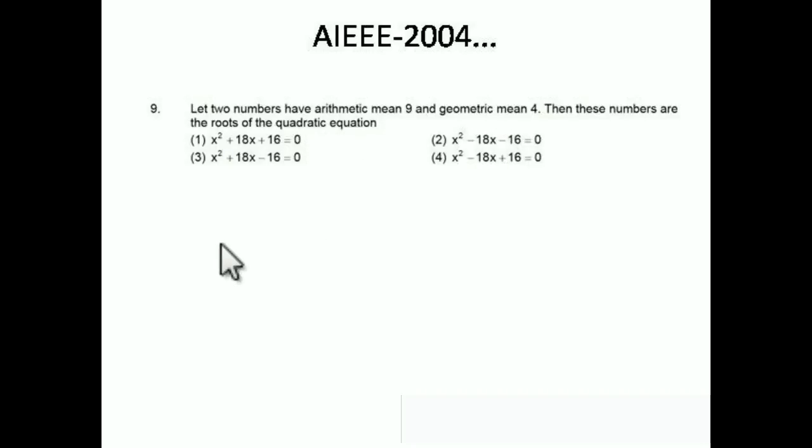If I take the roots, say a and b, then what is the arithmetic mean? Arithmetic mean is a plus b by 2. So a plus b by 2 is equal to 9. That means a plus b is equal to 18. What is the geometrical mean? Geometrical mean is square root of ab. So square root of ab is equal to 4. So ab is equal to 16.